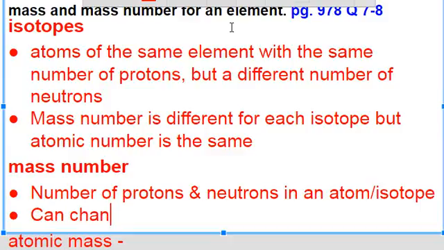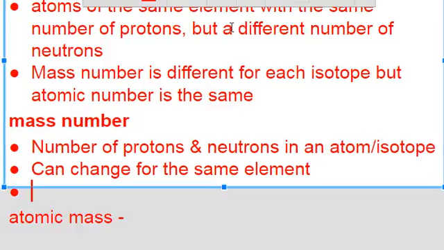It can change for the same element. And it's always a whole number, because you can't have half a proton or half a neutron.